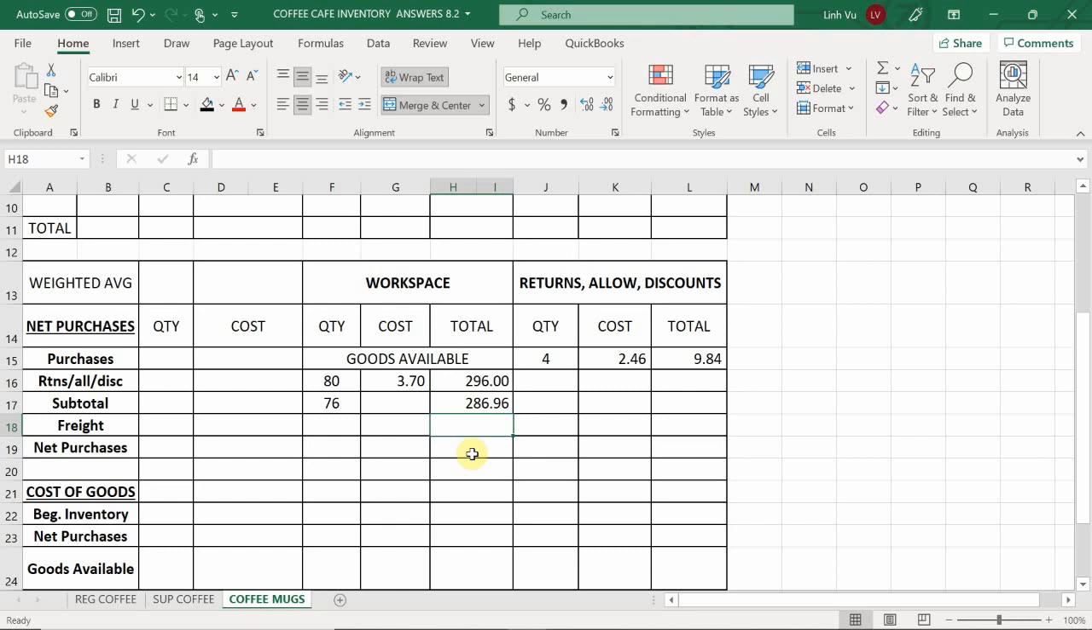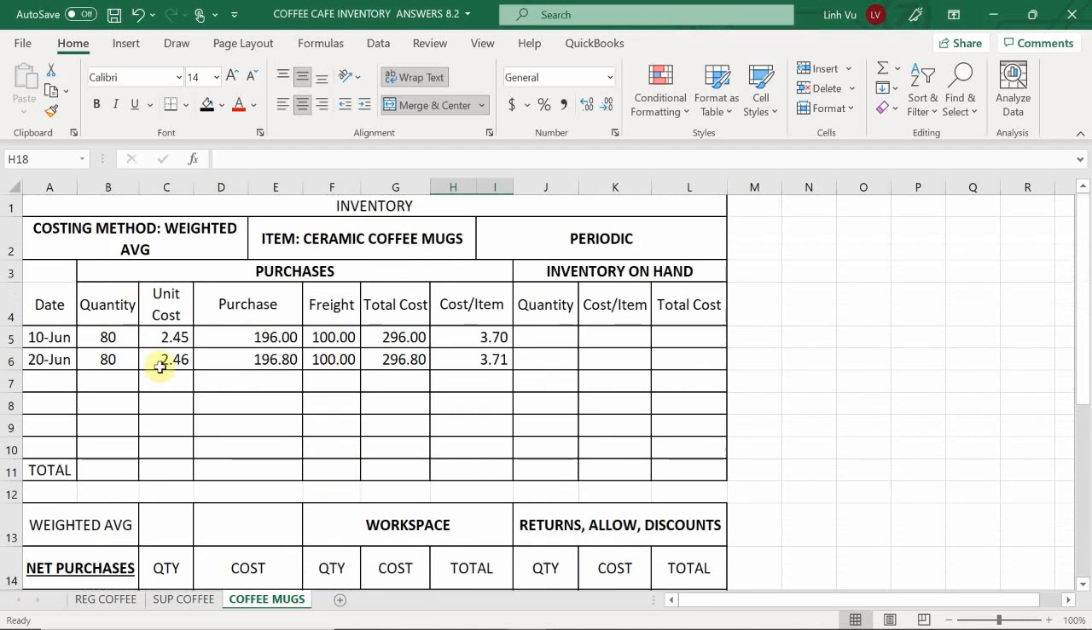So in this case right here, I'm making sure that when I am returning these 4 cups, I am demanding the correct amount. And I'm calculating on my end how much credit I am supposed to be getting. In this case, my last batch I just received was for $2.46, and I found that 4 of them were cracked. So it has to be from the most recent batch of inventory.